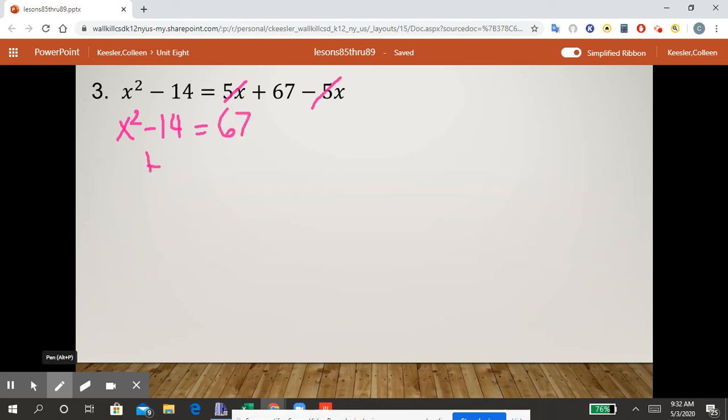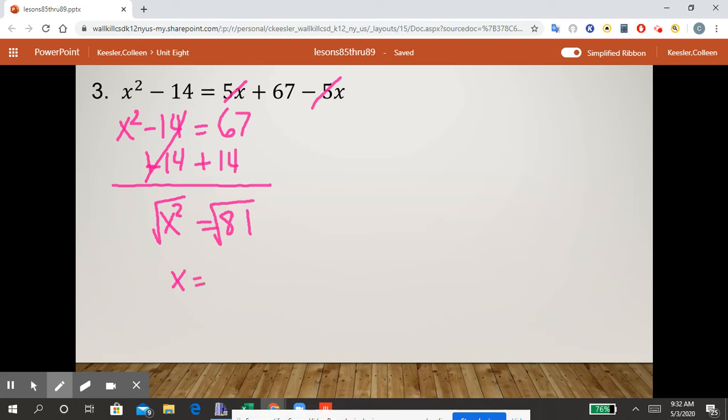So we're going to add 14 to both sides, leaving us with x squared equals 7 plus 4 is 11, carry the 1, so it's 81. Take the square root, and we know that the square root of 81 is 9, but now we also know that it could also be -9, so it's plus and minus 9, or positive and negative 9.